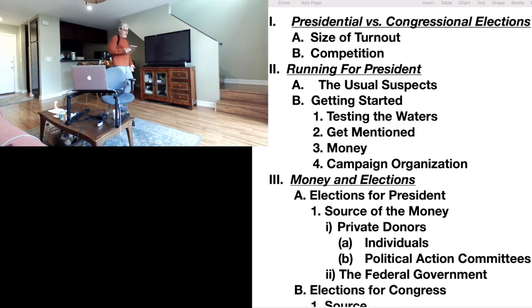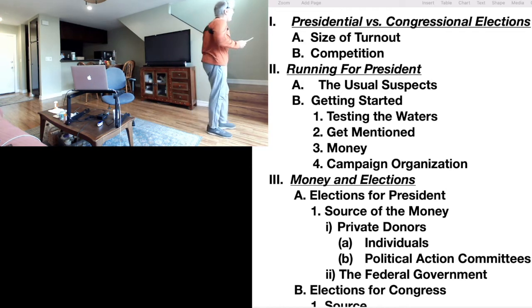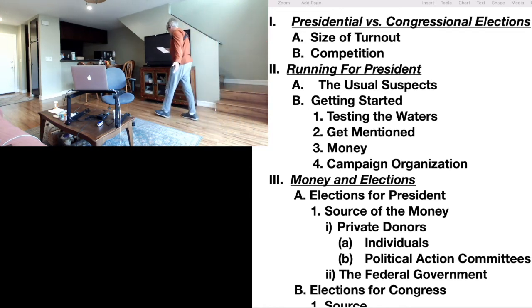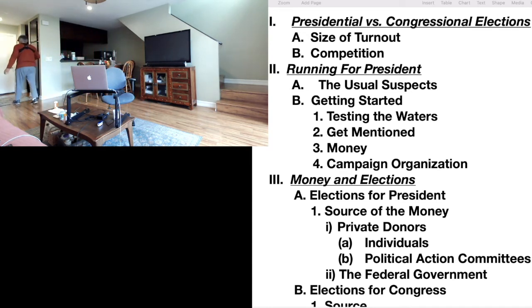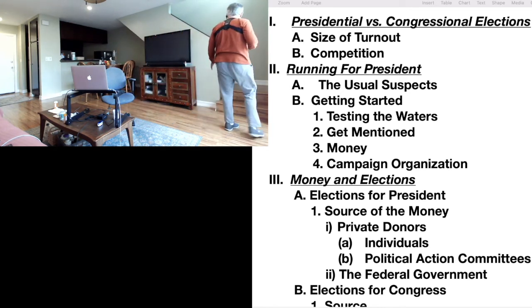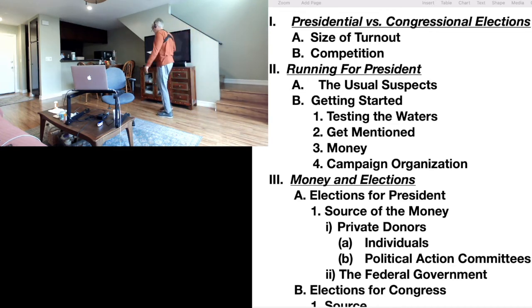To create a PAC, the PAC creator must raise money from at least 50 people, and donate money to at least 5 federal candidates. Okay? Raise from 50, donate to 5. And finally, the PAC must be registered with the Federal Election Commission. All right?